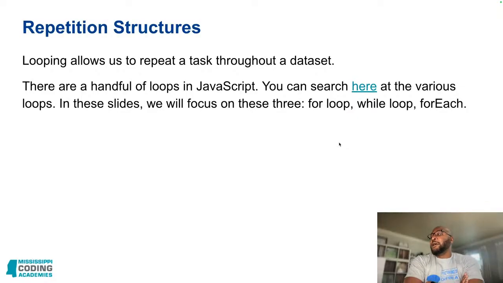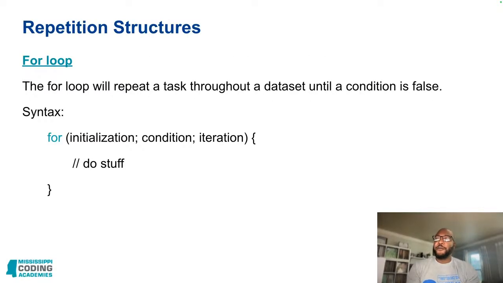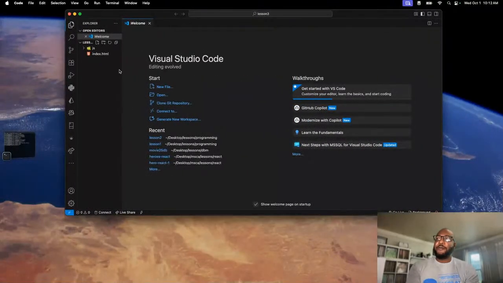All right. Looping allows us to repeat a task through a data set. And there's a handful of loops out there in JavaScript. You can click on the link that I have in the slides and look at all the various loops. But in these slides, we're going to focus on these three: the for loop, the while loop, and the for each loop.